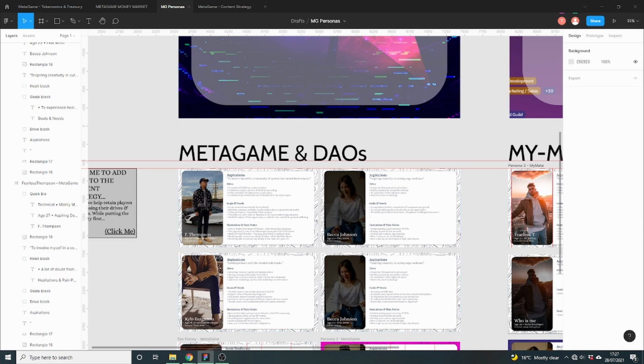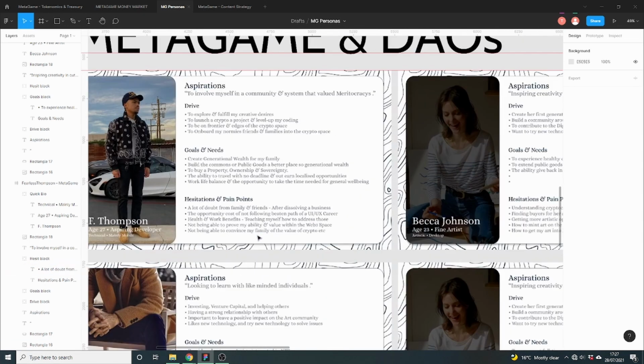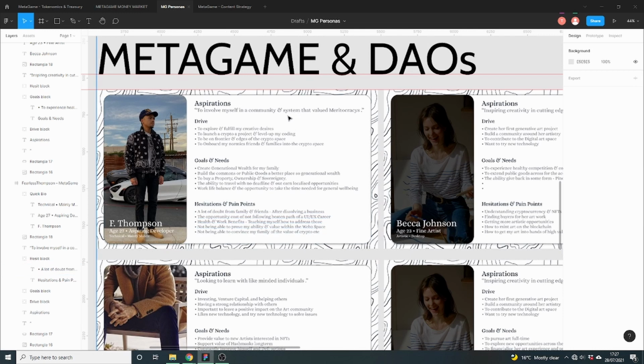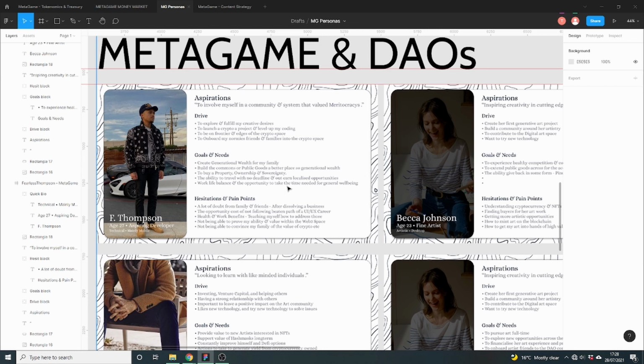On the Figma here, you'll be able to see MetaGame and DAOs, and one of the personas that have been created. We have one here that is not me, but we have aspirations, drives, goals and needs, hesitations and pain points. For some people this seemed like a different type of workflow from what they're used to, but there is actually massive value here. We get to delve into the different types of demographics that exist within the DAO space and how they interrelate with each other.